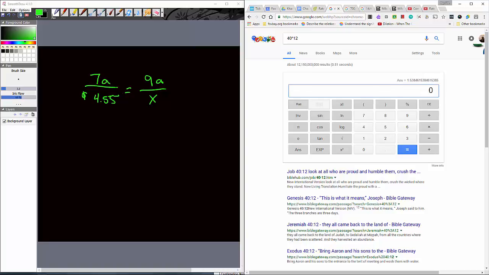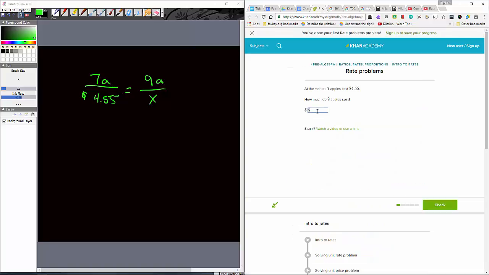To do this is actually figure out the cost per apple. Now the cost is 4.55 divided by the apples, which is 7. So this means that I pretty much have to pay 65 cents for every 1 apple. And now I can multiply this number by 9. And I get 585 as well. So either way will work. If I put in 585 here, I get the right answer.